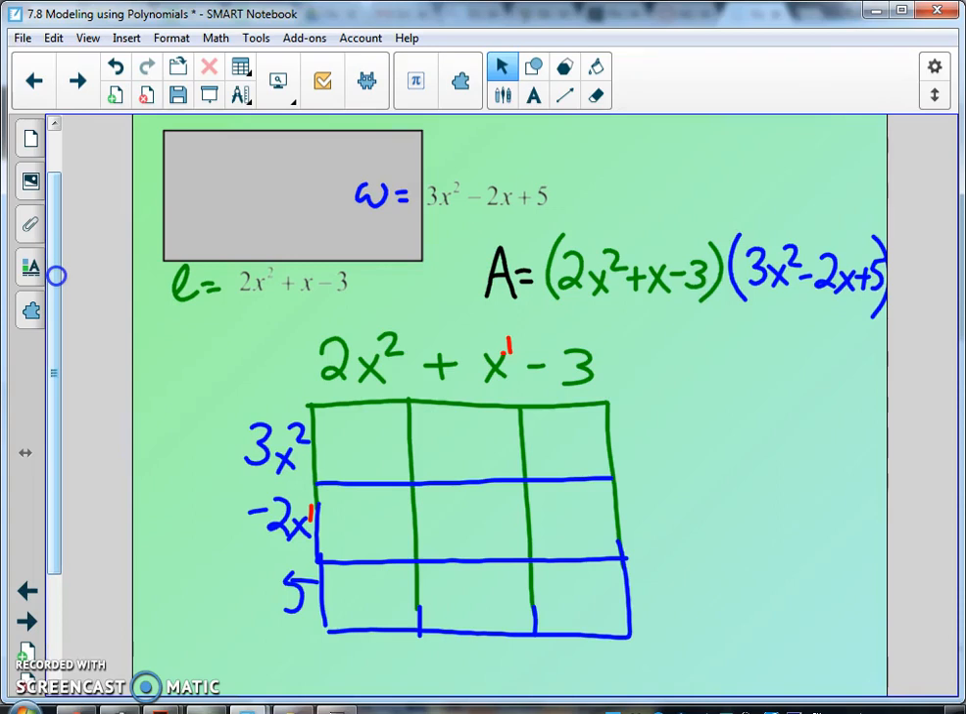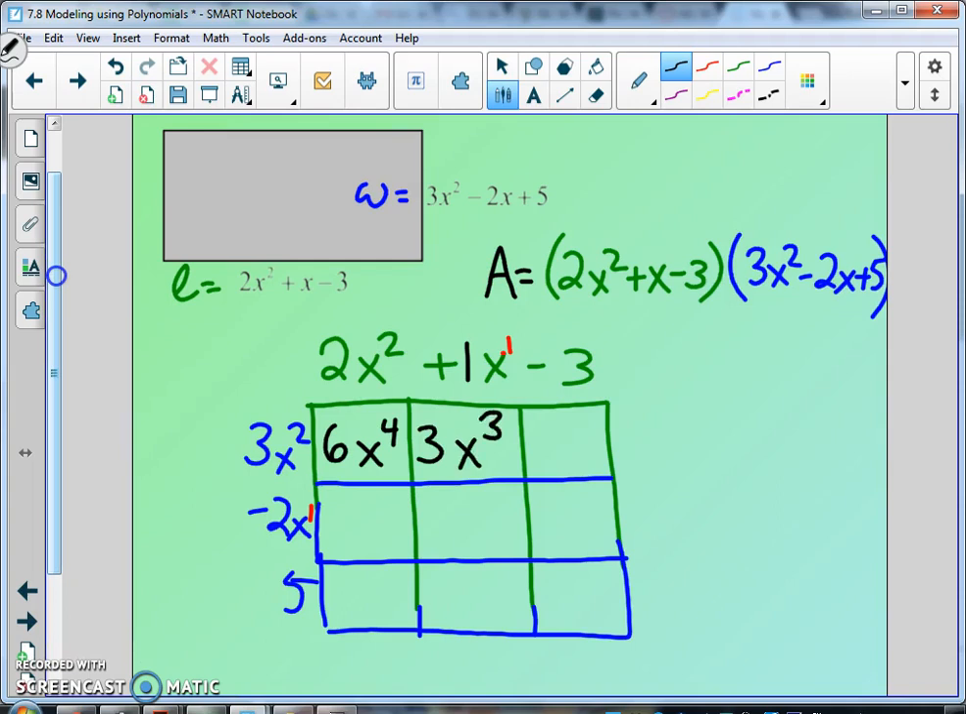Okay. In the upper left-hand box, 3 times 2 is going to be 6. And then I add the exponents together of 2 and 2, and I get 4. The coefficient on that x to the first is 1, so 3 times 1 is 3. X squared gives me an exponent of 2, and x to the first gives me an exponent of 1. 2 plus 1 is an exponent of 3. And then I take 3 times negative 3, I get negative 9, and I bring over my x squared. Negative 2 times positive 2 is going to be negative 4 x, and then 1 plus 2 gives me an exponent of 3.